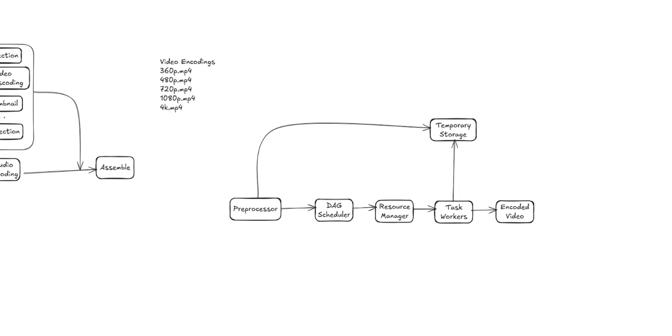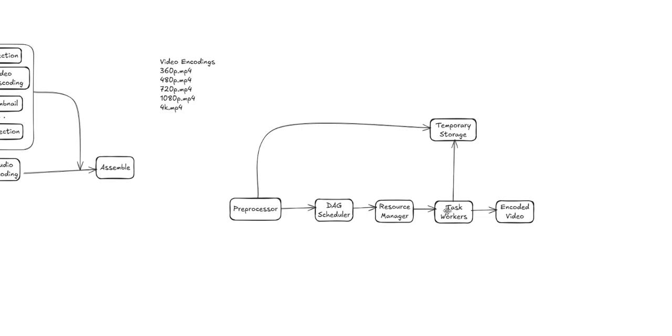This component decides which worker should handle which task. Whether a task needs a GPU or CPU, how many workers to allocate, how to scale up or down based on load, and how to prioritize urgent or popular uploads. This is similar to Kubernetes but specialized for media processing.